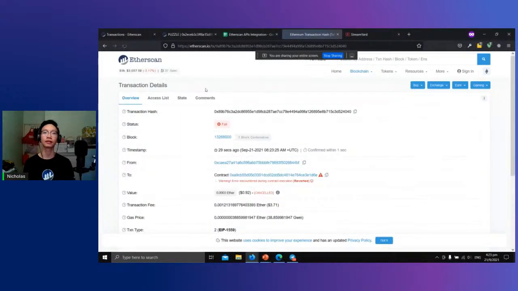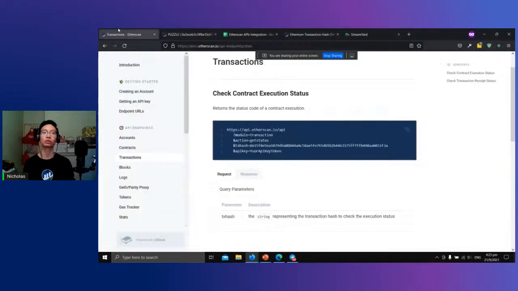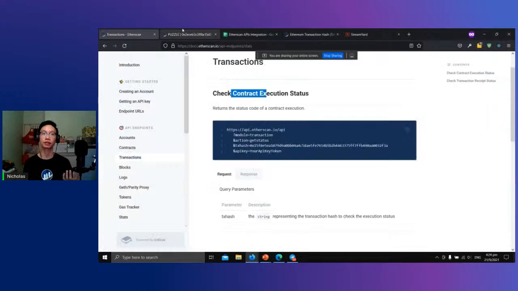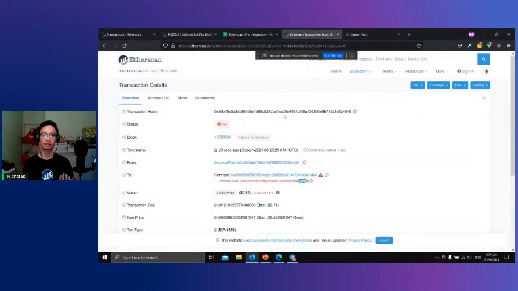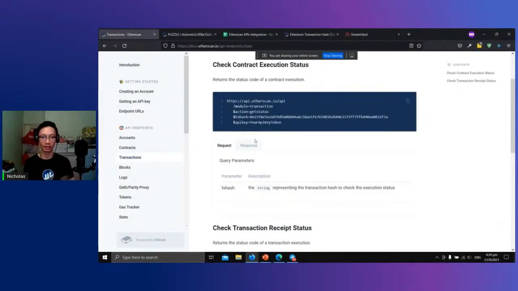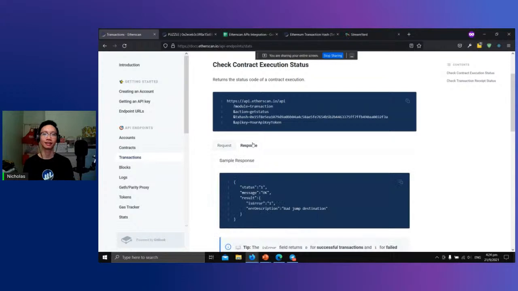Okay, so what we're referring to as contract execution status is this part down here, where it says contract execution reverted. So you'll be able to query a transaction using its hash, which is this, and you'll be able to pass it into the endpoint to know why a contract failed. Or if it passed, it will not show an error.